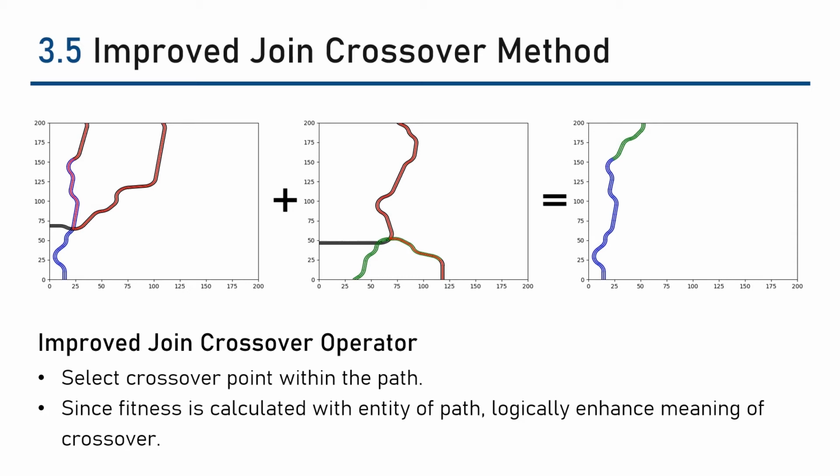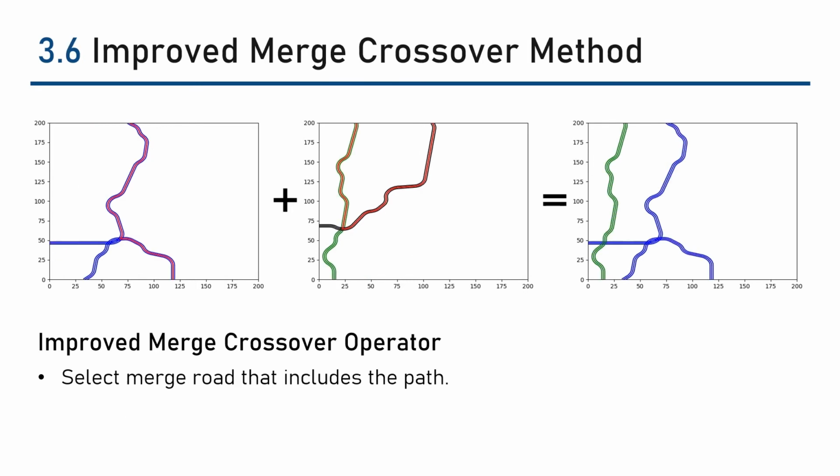Here, the crossover point is chosen from the path, which is the red line in the figure. We can figure out that the child is from the parent that includes the path, which is the blue and green line in the figure. Likewise, merge crossover is done with the road that includes the path.